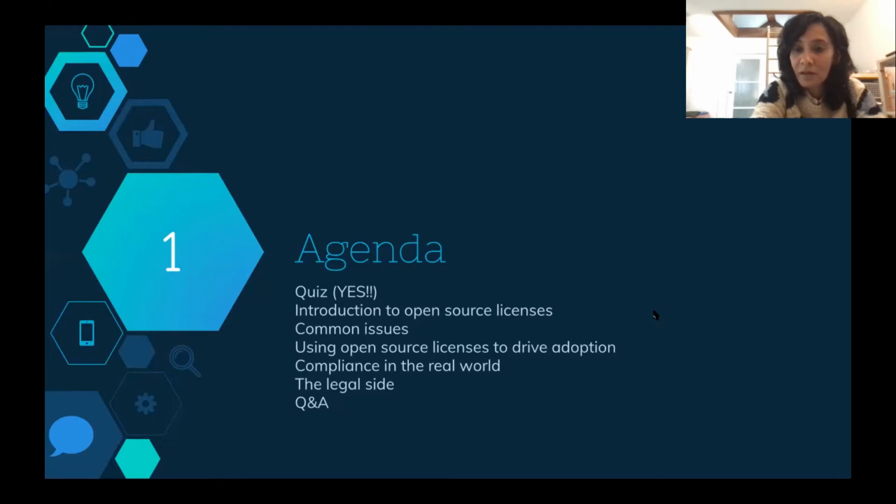A little bit of compliance in the real world. What does it look like when you join a company? Is it something that you need to care about? What does it look like in a real world scenario? We'll talk about some of those use cases and some information about the legal side. I'll even have some time for Q&A if you want to ask me some questions about the work I do. That'd be awesome.